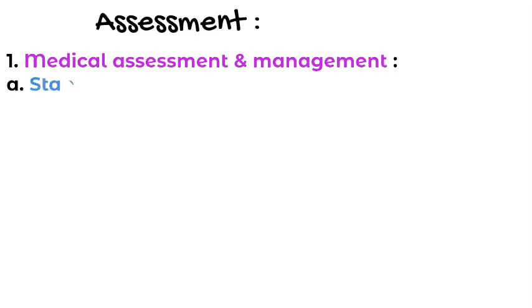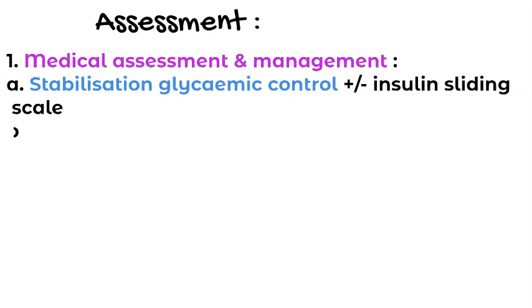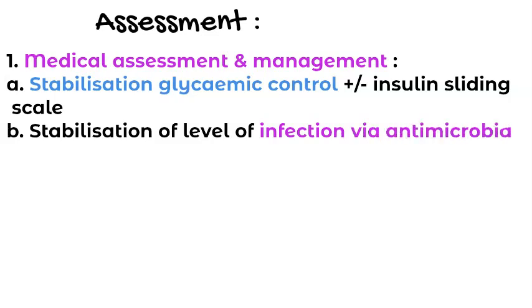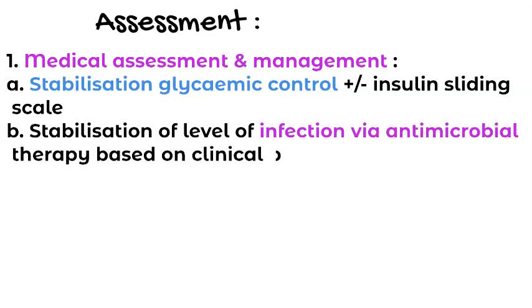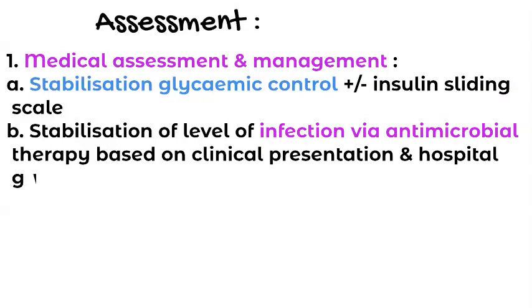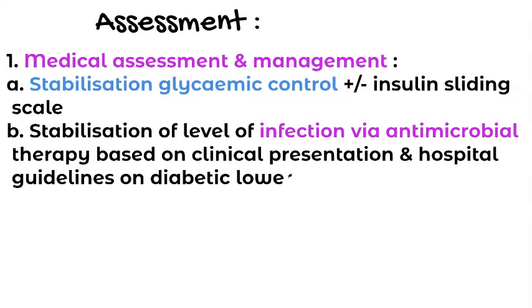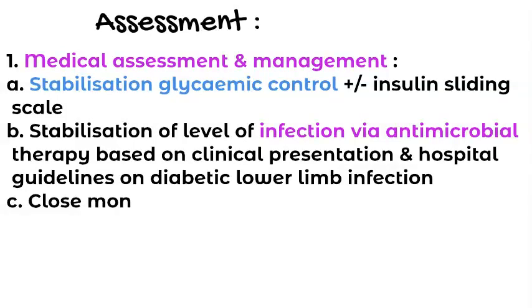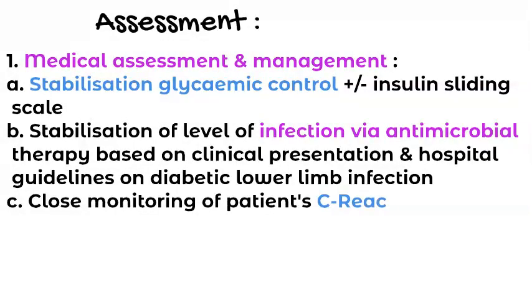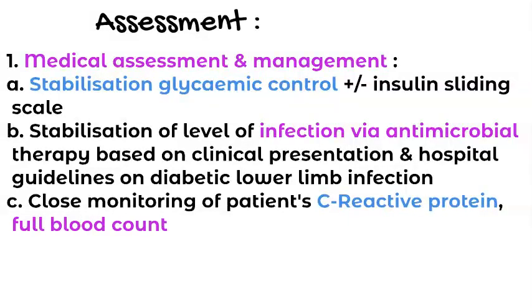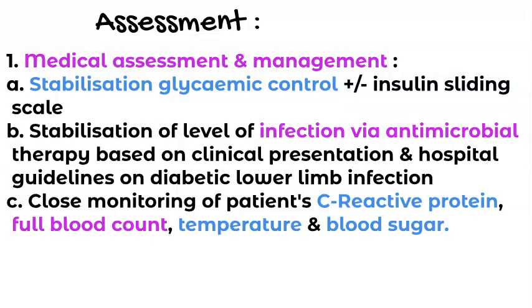Regarding assessment, number 1, the medical assessment and management. A. Stabilization of glycemic control plus or minus insulin sliding scale. B. Stabilization of level of infection via antimicrobial therapy based on clinical presentation and hospital guidelines on diabetic lower limb infection. C. Close monitoring of patient C-reactive protein, full blood count, temperature and blood sugar.